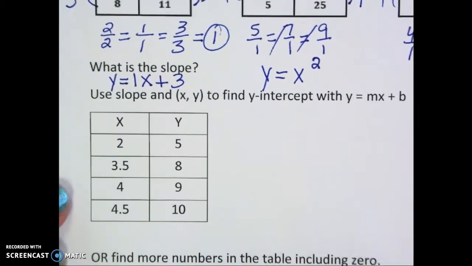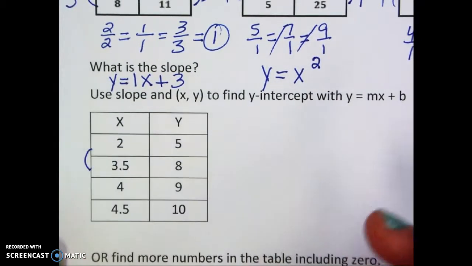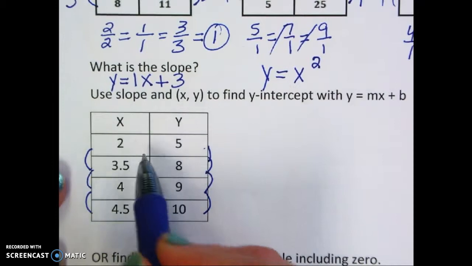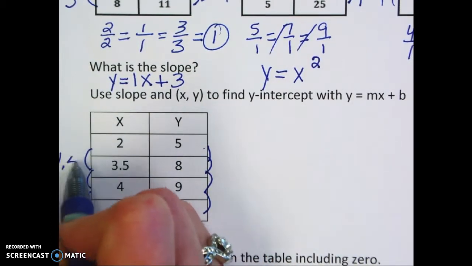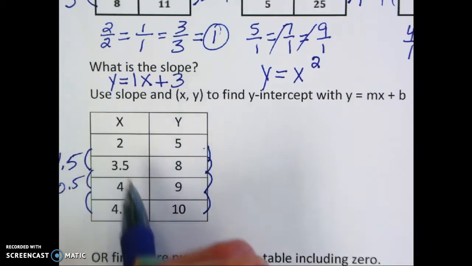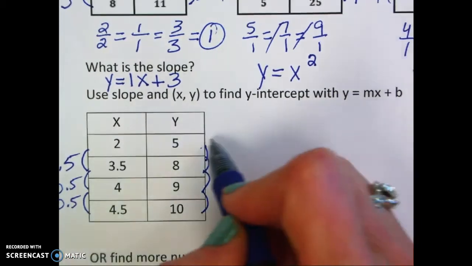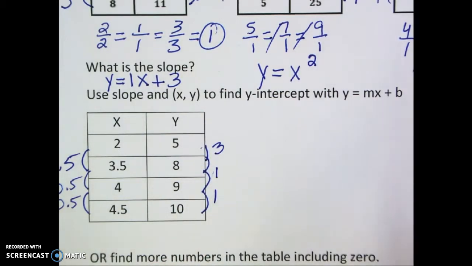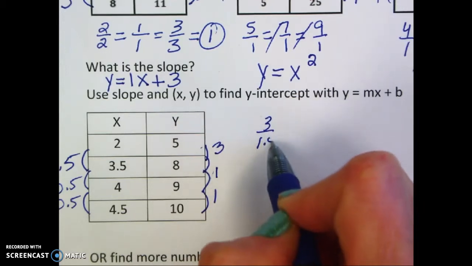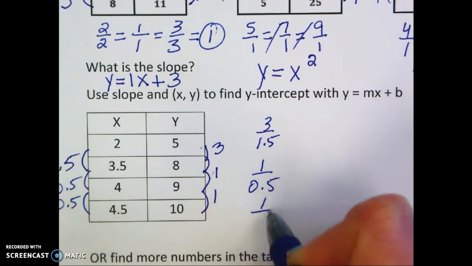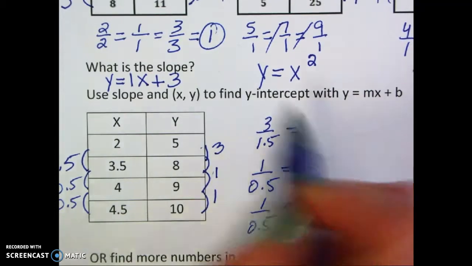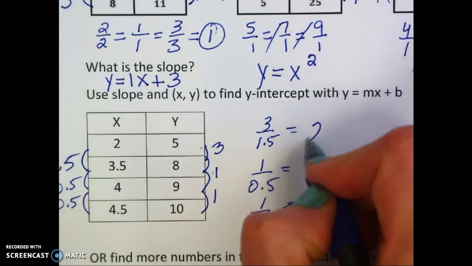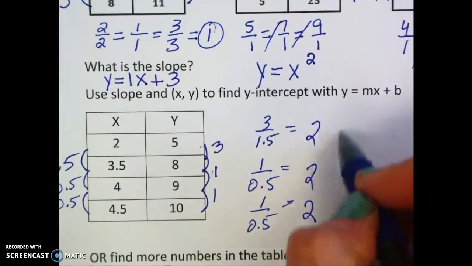All right, here's the next table we're going to take a look at. To check to make sure this is going to be linear, we'll figure out what it's changing by. From 2 to 3.5, it goes up by 1.5. This goes up by 0.5, and then this goes up by 0.5. Over here, we go up by 3, by 1, and then by 1. So 3 divided by 1.5, 1 divided by 0.5, and 1 divided by 0.5. If you simplify those, you will get 2 every time, and therefore this is linear.